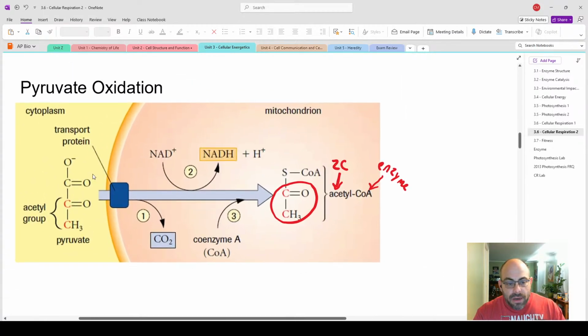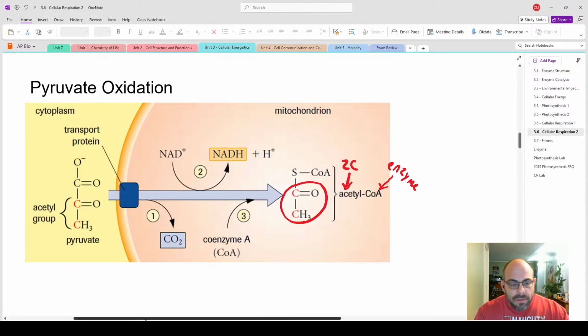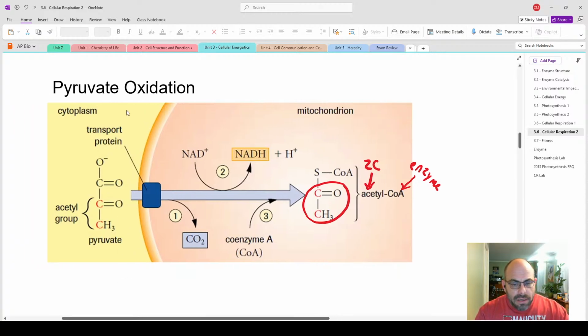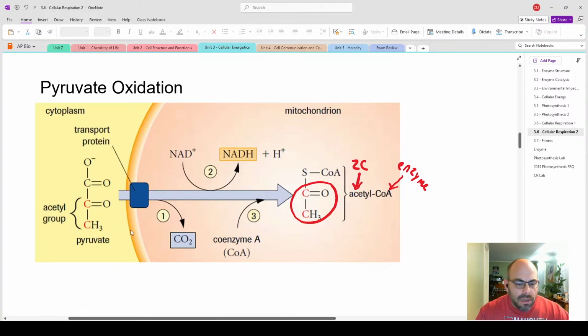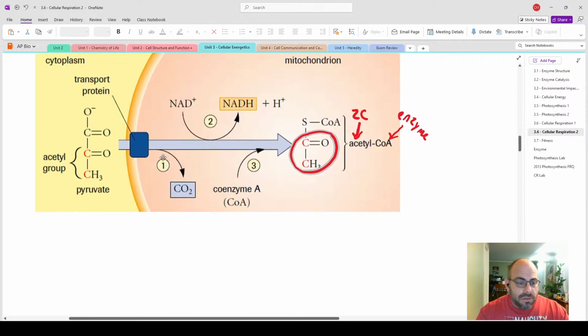Let's talk about pyruvate oxidation. So here's pyruvate over here. All right, here's pyruvate. This is a mitochondria, cytoplasm. So pyruvate goes into the mitochondria, and when it does, it's going to be oxidized, which is going to give away some electrons. If it's giving away electrons, look what comes to get them, NADH, which is an electron carrier, right? It's going to drop a CO2, so if it drops a CO2, that means it drops a carbon, so it's going to go from 3 carbons to just 2 carbons.